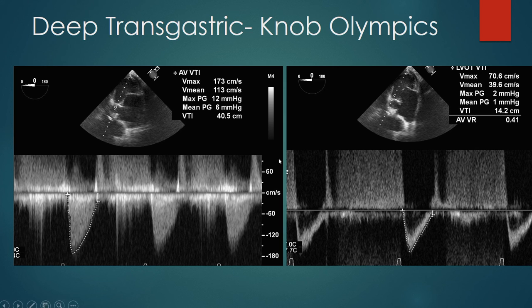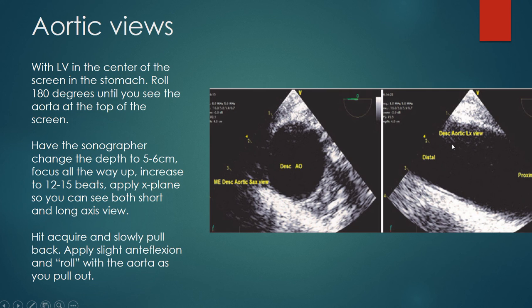And so this is where we're going to get our gradients across your aortic valve. You can see with this patient with a low ejection fraction, his LVOT VTI is low at 14, which indicates he has a low ejection fraction and significant mitral regurgitation, since a lot of blood is going back into his left atrium and not through his left ventricular outflow tract.